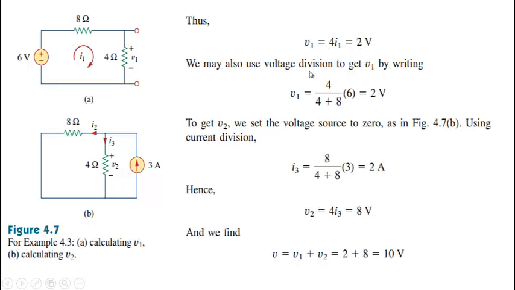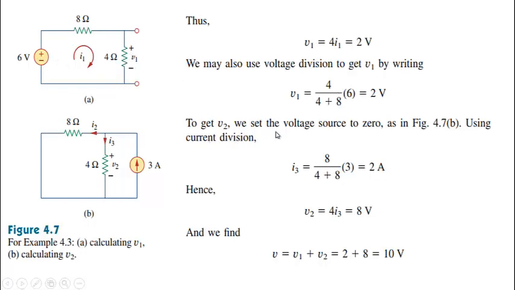We may also use the voltage division to get V1 by writing 4 divided by 4 plus 8, into 6, which is equal to 2 volt. In that case also we can find it out. We have already done it. Voltage divider rule: when two resistors are in series with a voltage source, the voltage across one resistor will be that resistance value multiplied with the voltage, divided by the sum of resistance. That we have done over here.